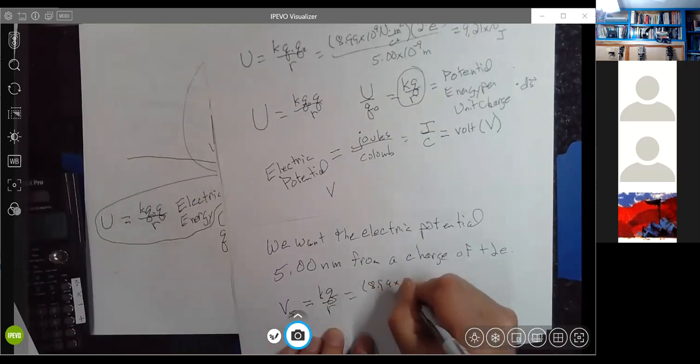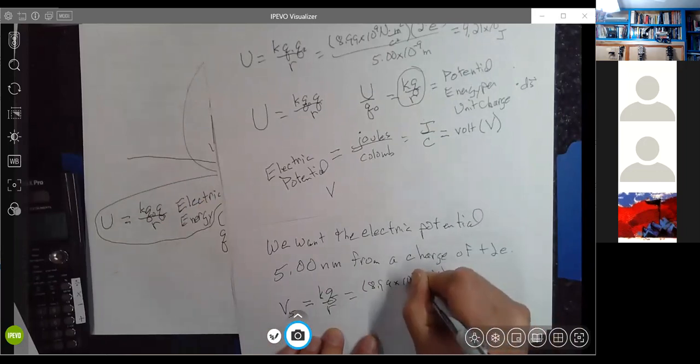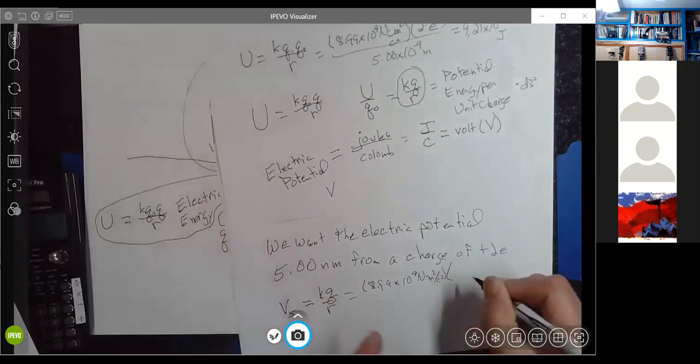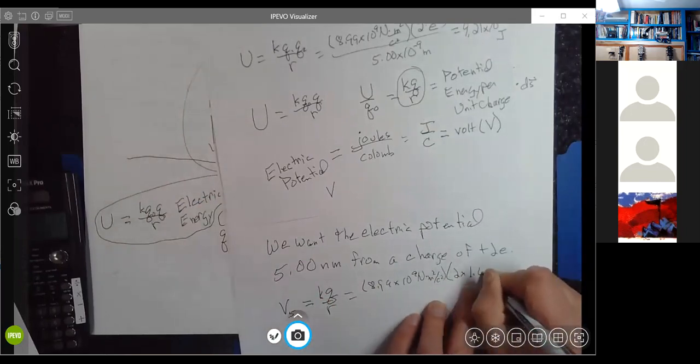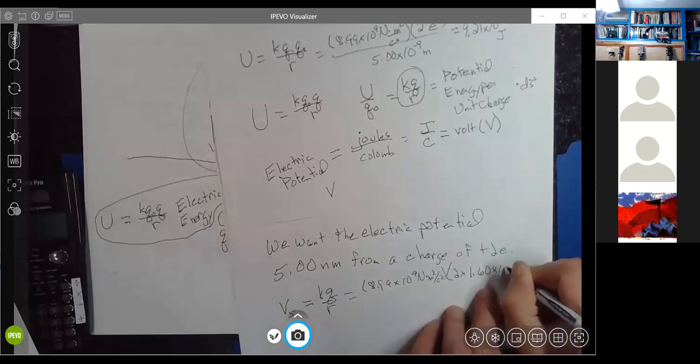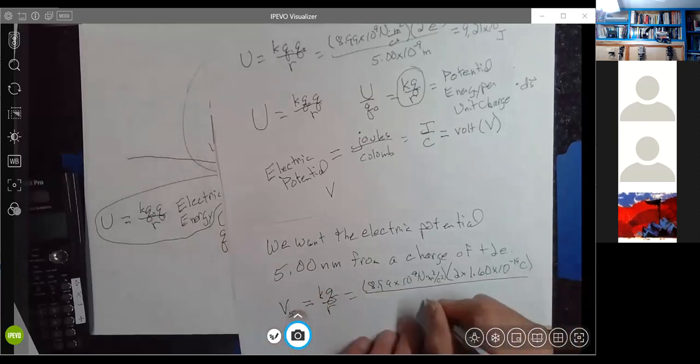8.99 times 10 to the 9th Newton meters squared per Coulomb squared. And then Q would be 2 times 1.60 times 10 to the minus 19th coulombs. And I divide by the 5.00 nanometers.